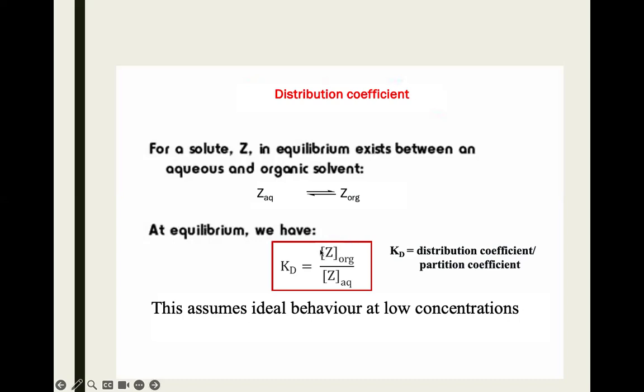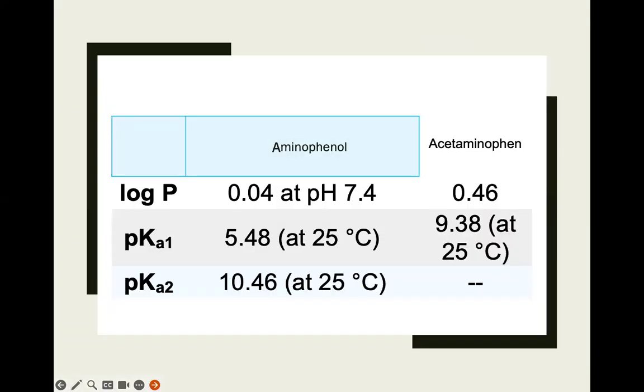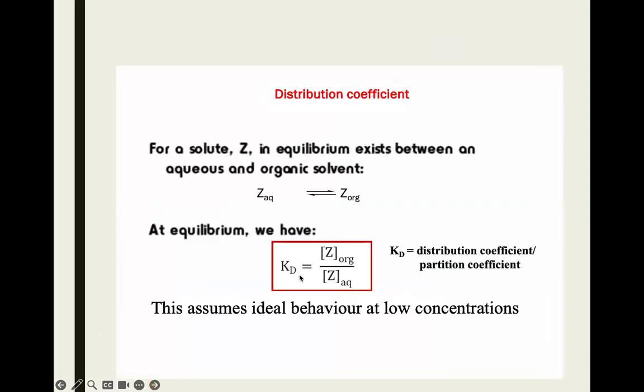The amount of the analyte of interest, in this case we name it Z here, in the organic phase over the amount of the analyte of interest in the aqueous phase after the extraction is done. We are talking about amount here. So it is called KD or KP. If the KD or KP is high, it means your extraction system is very good.